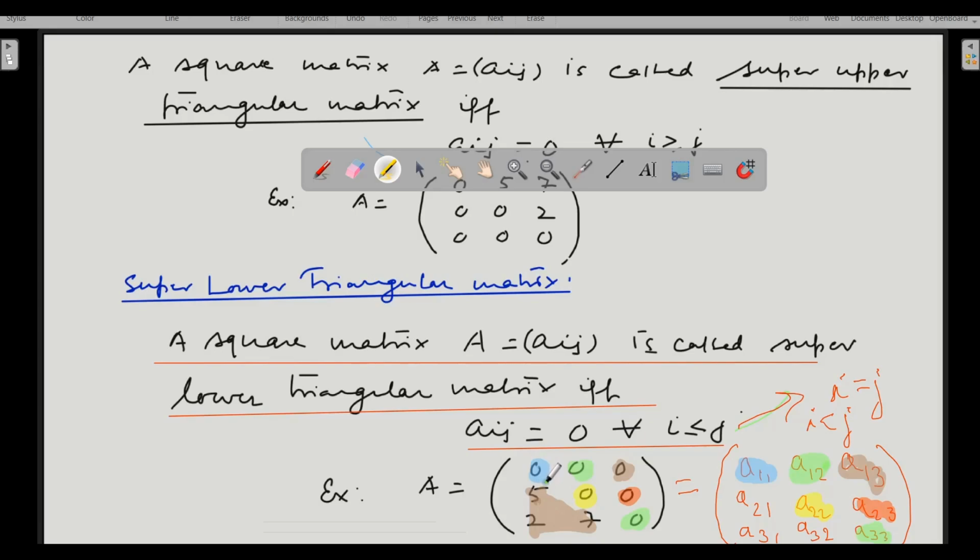That's why super lower triangular matrix. In lower triangular matrix, diagonal elements are not 0. But in super lower triangular matrix, diagonal elements are also 0. So this is the thing.